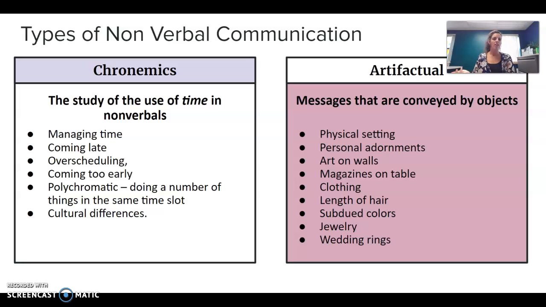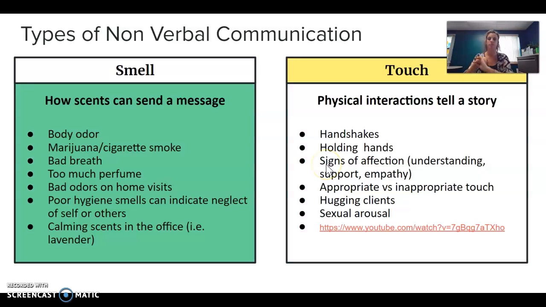Length of hair, that could be a judgment made, I want to say, maybe sometimes towards males. So if you have longer hair, that can be interpreted as unkempt or not professional. I think about tattoos. Those might be very unfair assessments, but it is something to be aware of. So in summary, chronemics is time, and artifactual is messages that are conveyed by objects.